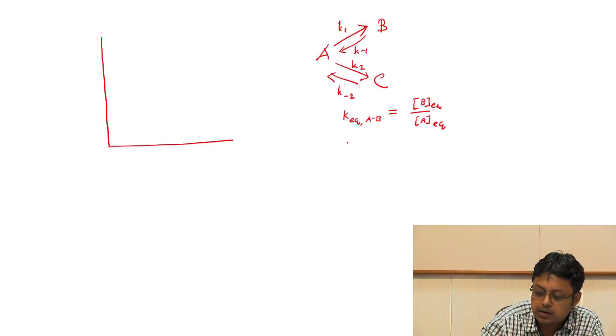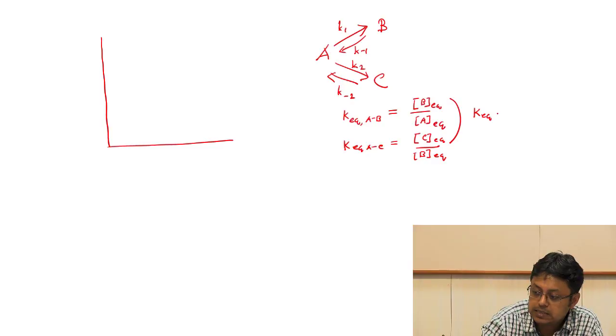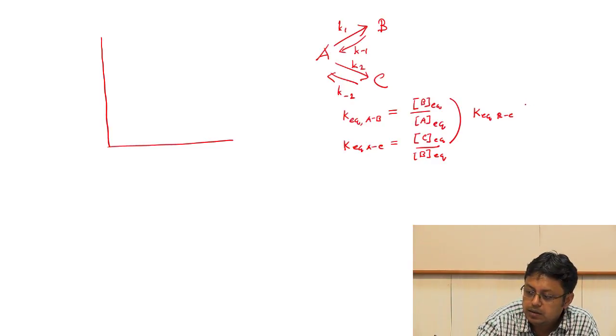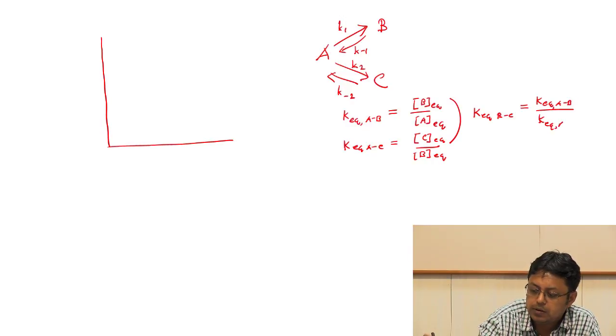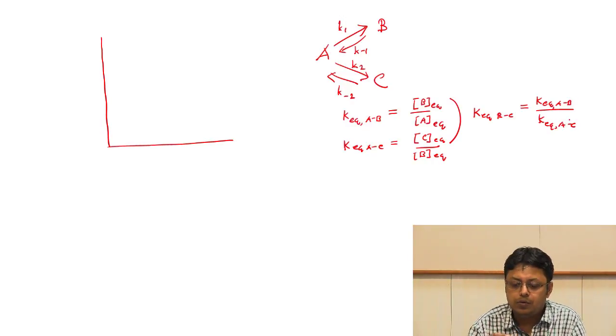There is also another equilibrium between A and C, which means that it will be like C equilibrium by A equilibrium. Which means if we combine these two things, there is also an equilibrium established between B and C, which can be given by the ratio of the equilibrium constants, which is AB divided by AC equilibrium. Now, how will you describe it?